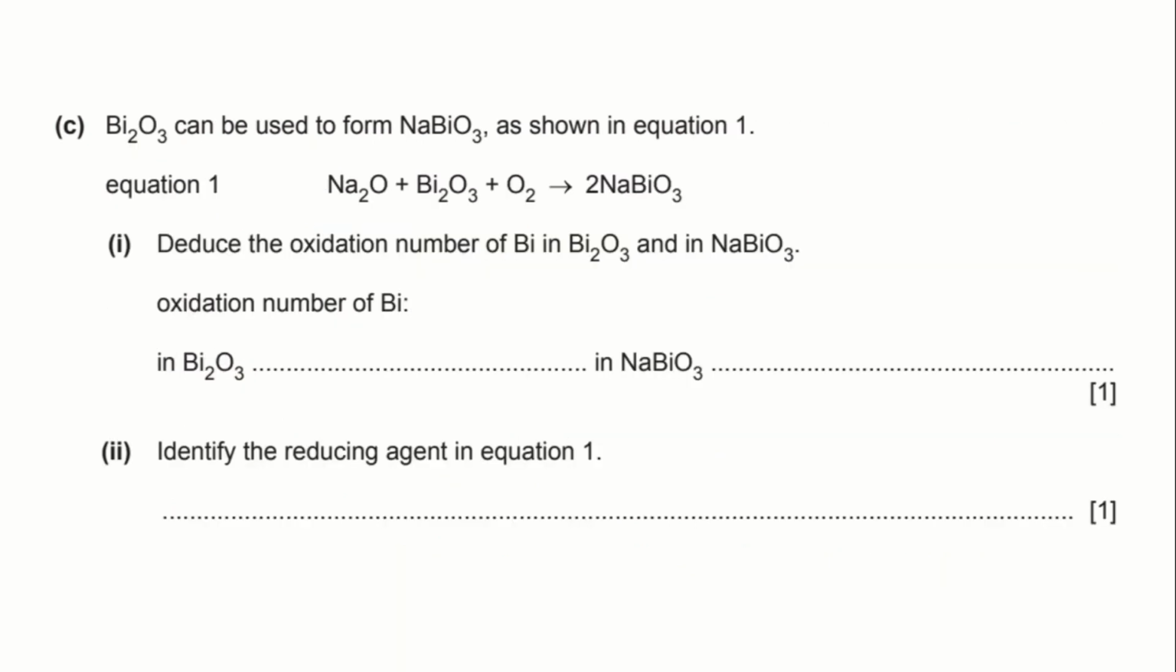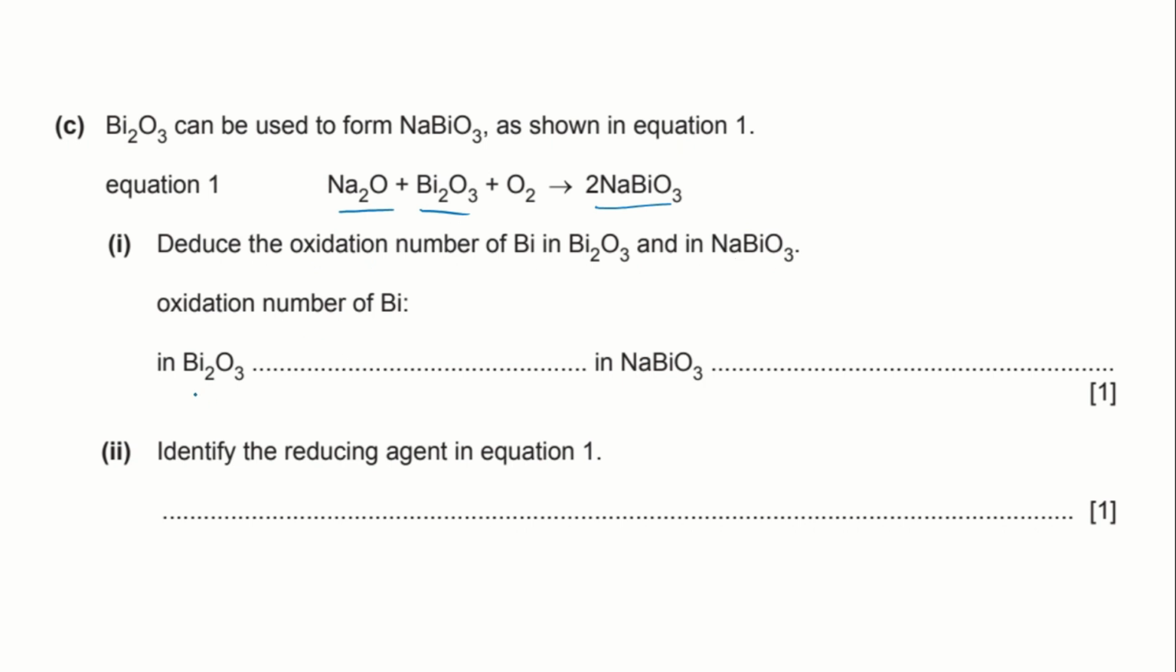In part C, we are given an equation showing that bismuth oxide can react with sodium oxide to form a compound, sodium bismuthate. So in part 1, we are supposed to deduce the oxidation number of bismuth in bismuth oxide and also in the product.